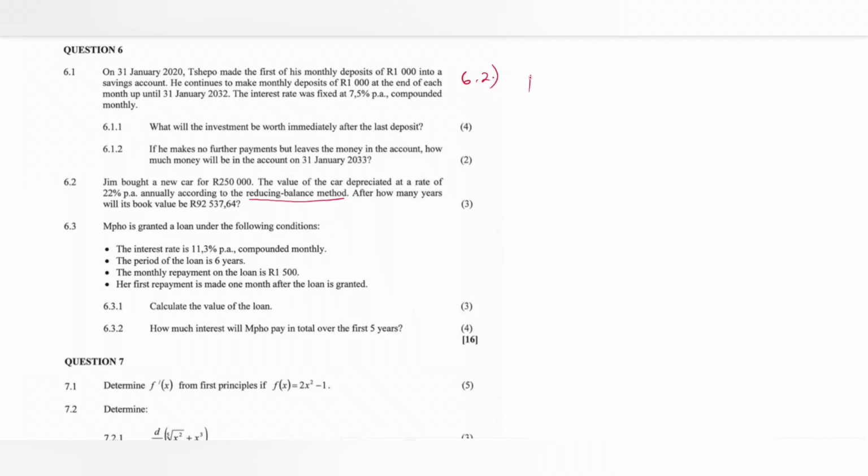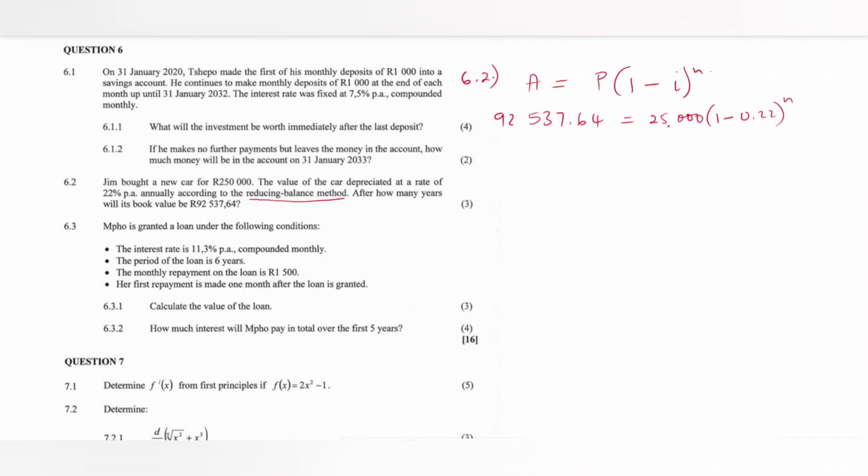So the formula for reducing balance method is A is equal to P, open bracket, 1 minus i, close bracket, raised to the power n, where A is the book value, then P is the initial or the cost price of the car before it depreciates. So our A is 92,537.64. This is going to be our P, which is 250,000. 1 minus our interest rate, which is 22%. So we need to convert it to a decimal. That's 22 over 100, which is 0.22, raised to the power n.